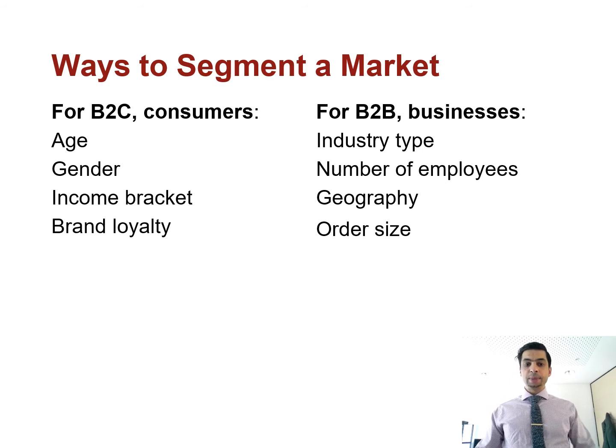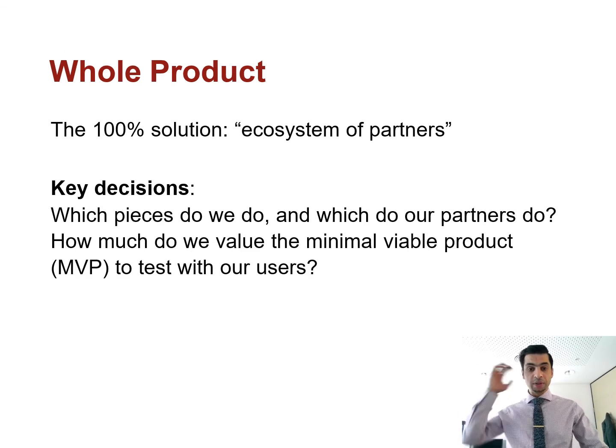So there's ways to segment a market. I've mentioned a couple of things. You're looking at age, gender. You might look at income bracket and brand loyalty when you're dealing with consumers. And when you're dealing with businesses, it's more about the industry type, the number of employees. You might be looking at the geographical location, the size of the business, and so on and so forth. So that's something that you need to also consider.